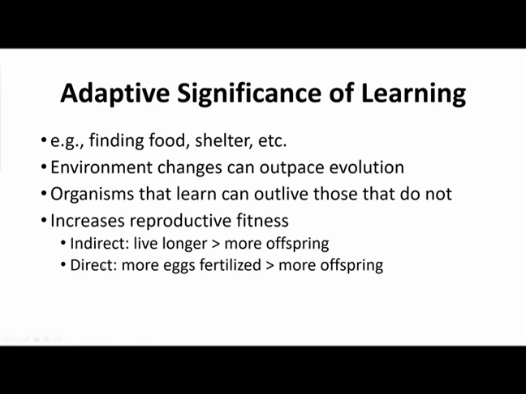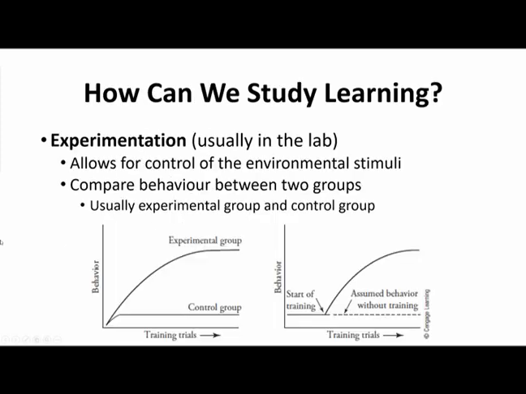A more direct effect of this increase to reproductive fitness could be that maybe you've learned in such a way that allows you to fertilize more eggs and produce more offspring directly. So maybe you've learned something that makes you a more appealing mate, and you then directly have more offspring. So a couple of different ways that learning can increase our reproductive fitness, and therefore there's an adaptive significance to learning. We can evolve an ability to learn, which is really, really cool.